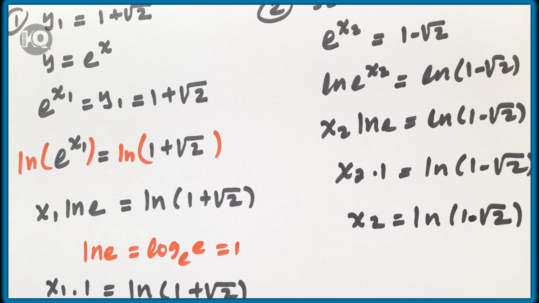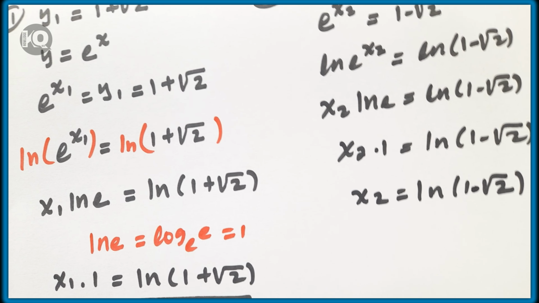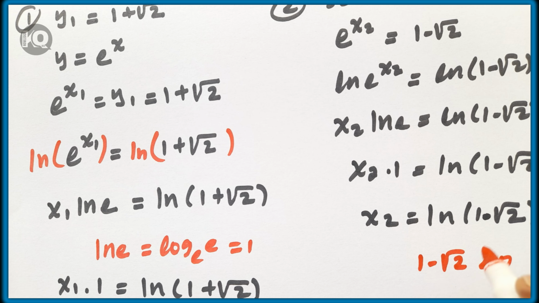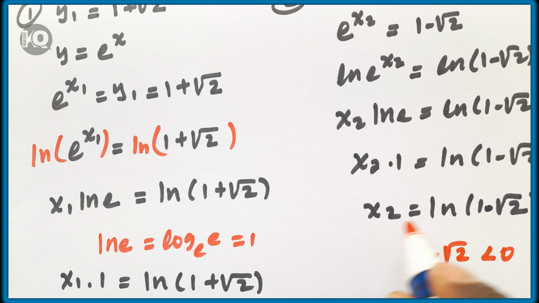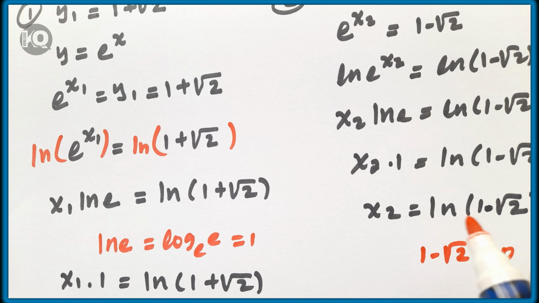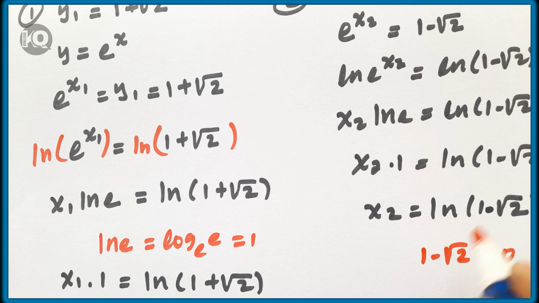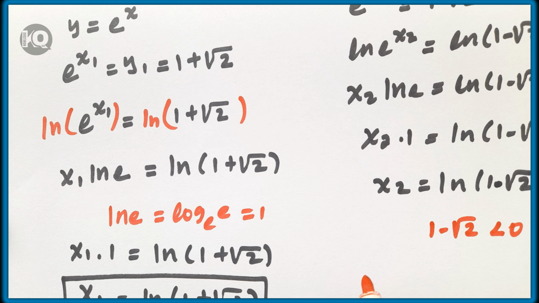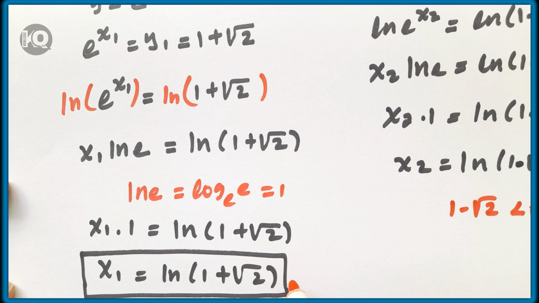But here, 1 minus the square root of 2 is less than 0. So this is not a solution. This cannot be a solution for the given equation because ln of a negative number is undefined. So the only solution for the given problem is this one. The only solution is x1, which is equal to ln of 1 plus the square root of 2.